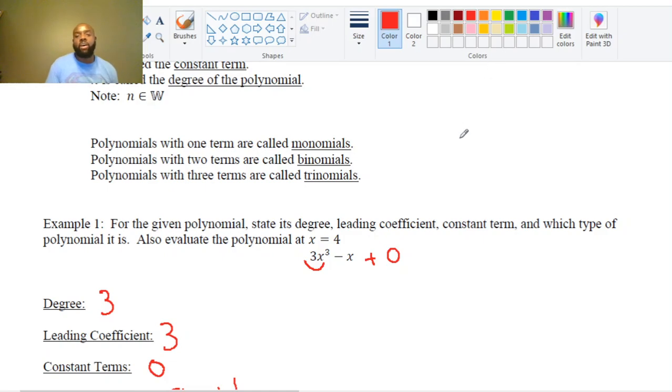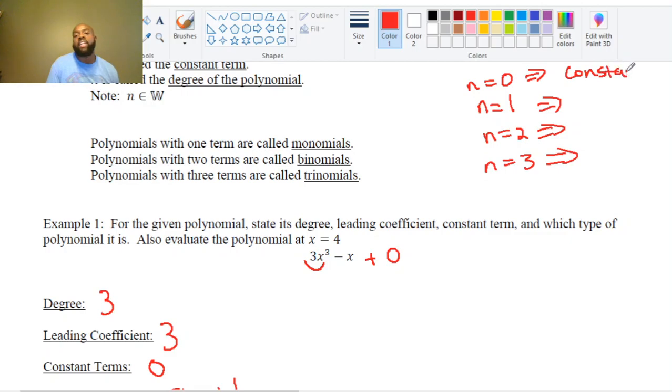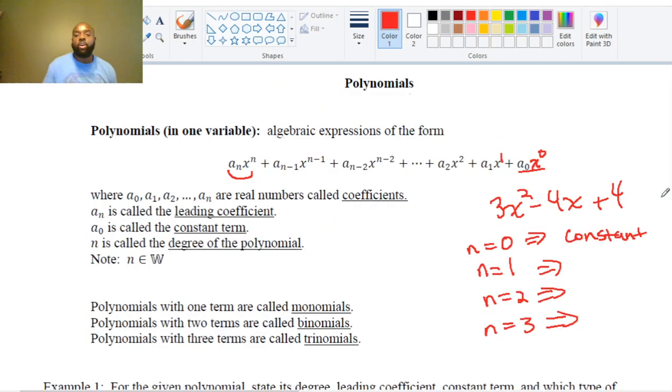Polynomials where the highest degree equals 0, 1, 2, or 3 have special names too. If n equals 0, my polynomial is a constant polynomial. It would be in this case right here. Any number is actually considered a polynomial. They're not very interesting to work with, and so we don't usually consider them polynomials, but that is true.